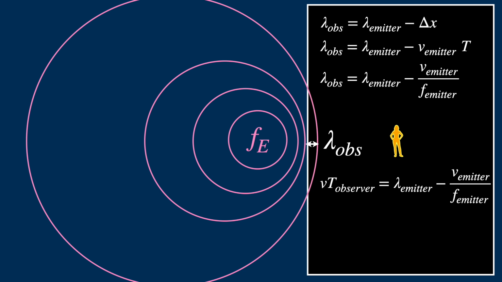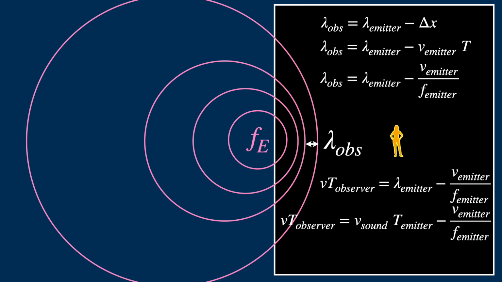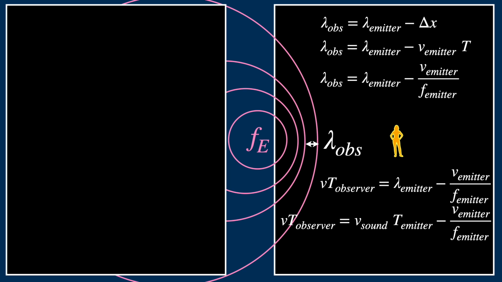Now, the wavelength of the observer is just the velocity multiplied by the period, and the wavelength of the emitter can be written as the velocity of the sound times the period of the emitter. Now let's rewrite: v is the velocity of the sound, and instead of the period of the observer, I will write 1 over f sub o, and then I continue: the velocity of the sound multiplied by 1 over the frequency of the emitter, minus the velocity of the emitter divided by the frequency of the emitter.